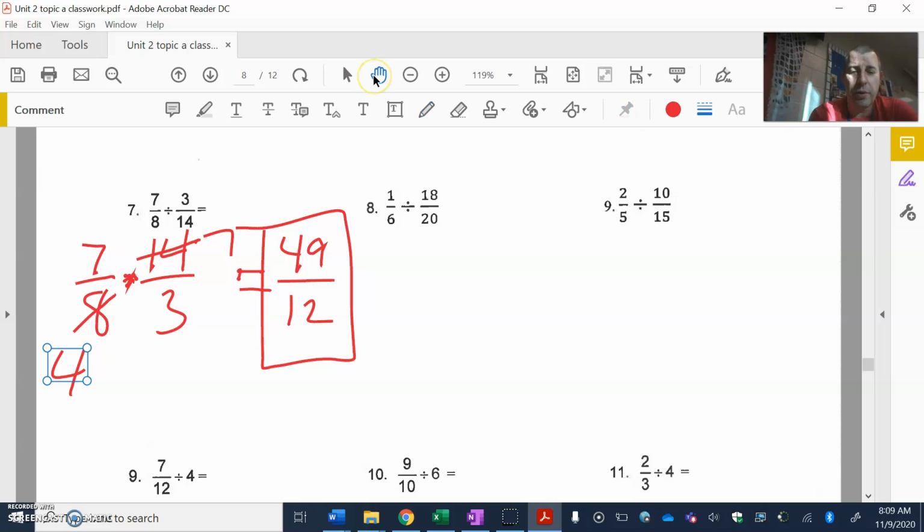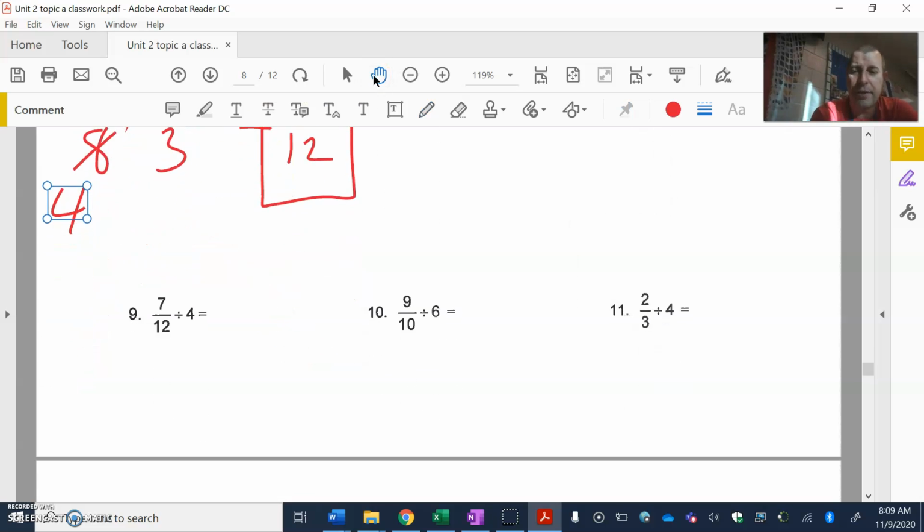There's one other one that we want to look at, and I'm going to do question number 11. Keep in mind, we need to leave the first fraction alone, change it to a multiplication problem, and then flip the second fraction. But as we see here, it's not a fraction, it's a whole number. So first thing we need to do is make it into a fraction. Like we saw at the very top, put a 1 underneath it, because it's 4 ones. That's what 4 wholes is. 4 divided by 1 is 4. So now I've got my fraction. Now I can flip.